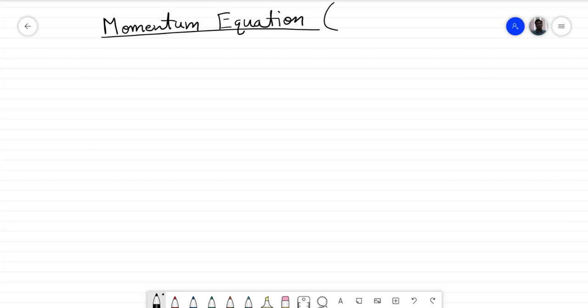Now, after discussing the continuity equation, we will go to the momentum equation, which is basically Newton's second law of motion. We call it the momentum equation. It implies actually the linear momentum equation.